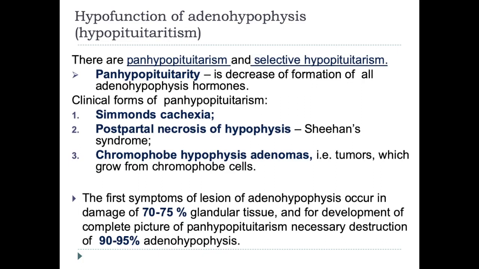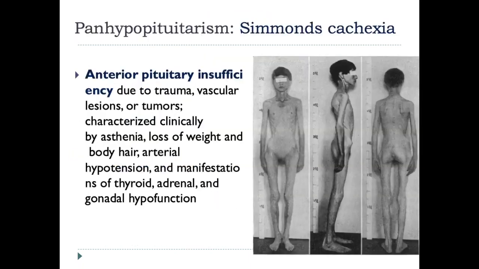So we have to say that in all these three forms we see decrease of formation of all hormones of anterior pituitary. And clinical manifestations we see when the lesion of anterior pituitary is more than 75% of glandular tissue loss, and complete clinical manifestation when 95% of adenohypophysis is damaged, so a high level of compensation of function of hypophysis, but unfortunately severe lesion finally leads to the clinical manifestation, and let's see how dramatic it is.